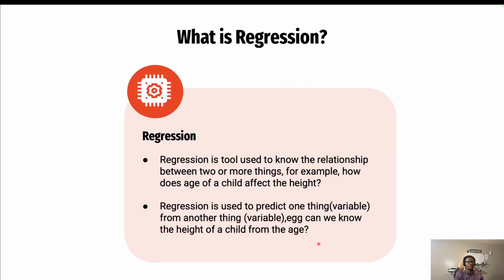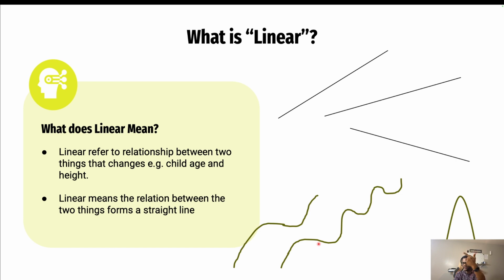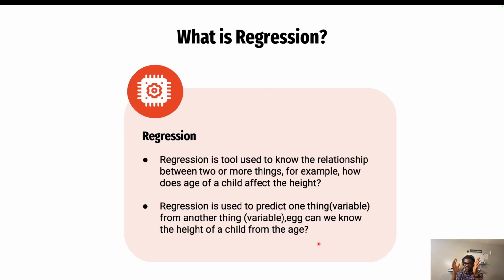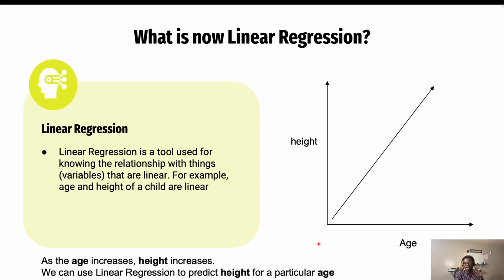Now that we know linear, we know regression, let's put the two together. Linear regression is a tool used for knowing the relationship between things that are linear, for example, the age and height of a child. That means as the age increases, the height increases. We can use linear regression to predict height for a particular age. So now you see linear, you see regression, you see linear regression.